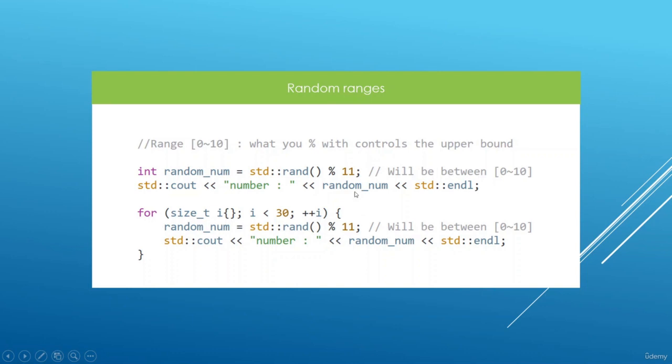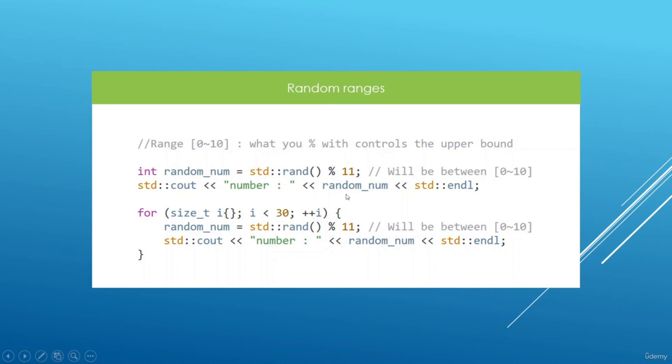And here we can try to generalize and say that the second operand to this modulus operator is going to control the upper bound of your random number range. For example, here we are using 11. This is going to force our range to be between 0 and 10. If we want, for example, numbers between 0 and 30, we would do a modulus with 31, and that would constrain the numbers we get between 0 and 30.